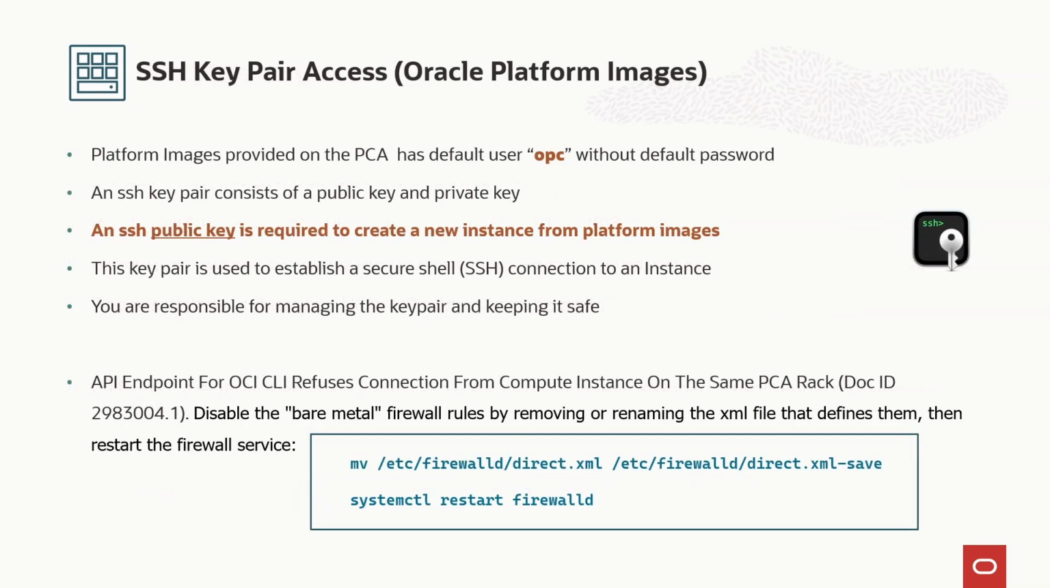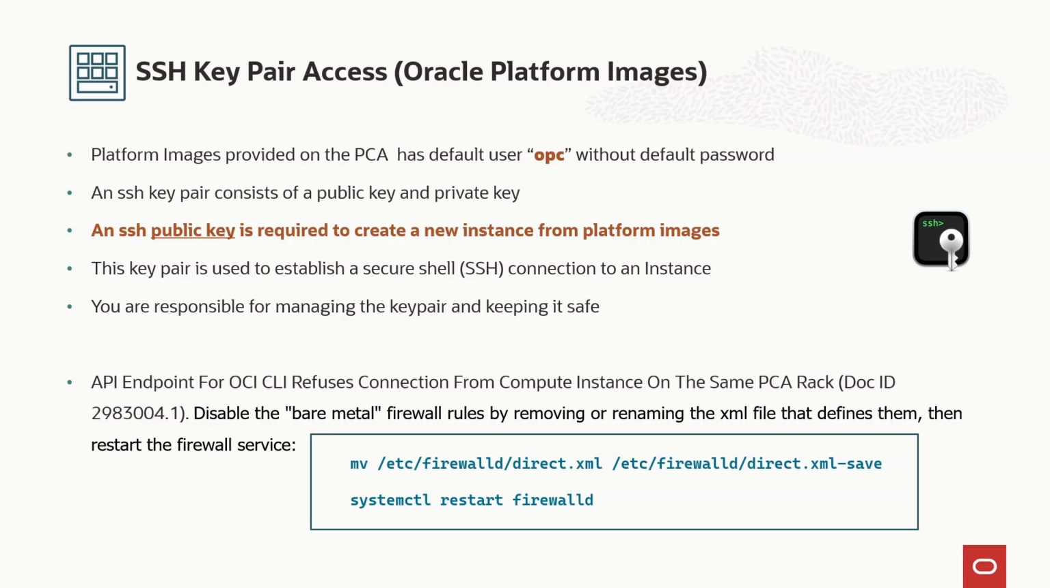Platform images provided on the PCA have a default user, opc, without a default password. So we need an SSH key pair to access the compute instance. The SSH key pair establishes a secure encrypted connection to the compute instance, ensuring that only authorized users with the matching private key can access the instance. An SSH key is required to create a new compute instance from platform images, and you are responsible for managing the key pair and keeping it safe.